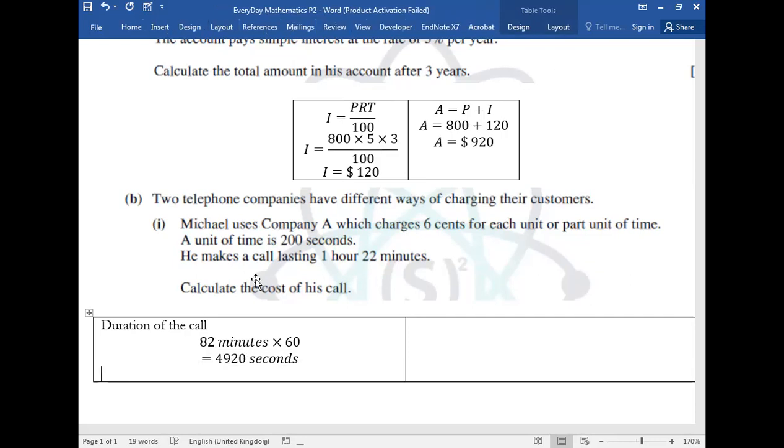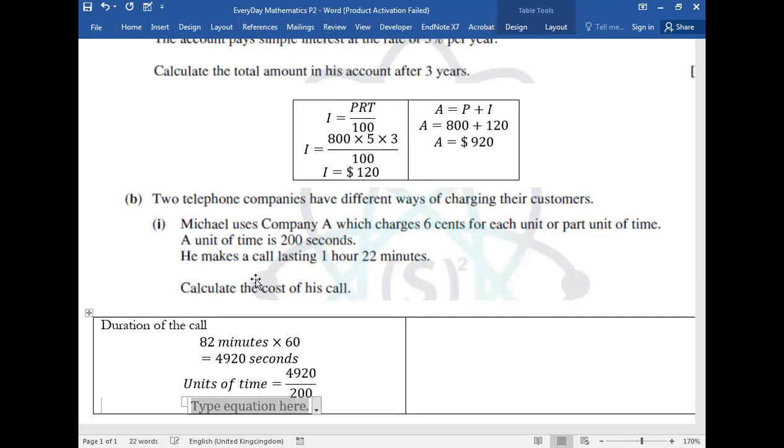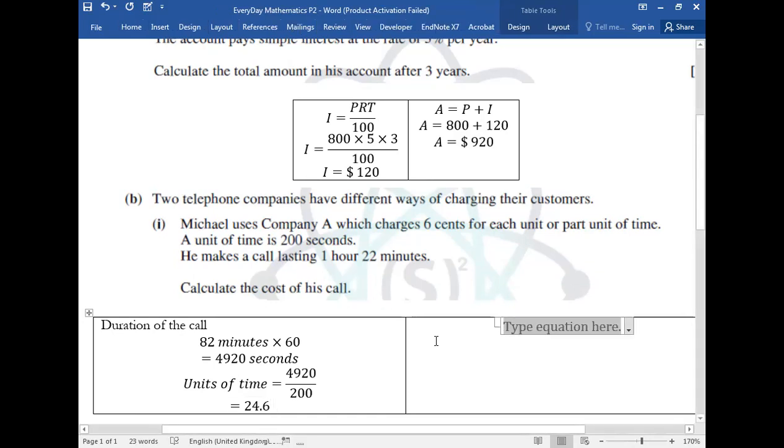Is this clear? Now you divide how many units of time are there. How do you find the units of time? 4920 will be divided by 200. 200 seconds is one single unit. For example, if you would have talked for 400 seconds, those would have been 2 units. For 600 seconds, that would have been 3 units and so on. So how many units do you have? 24.6. So will they charge you for 24.6 units? 25 units you will be charged for.